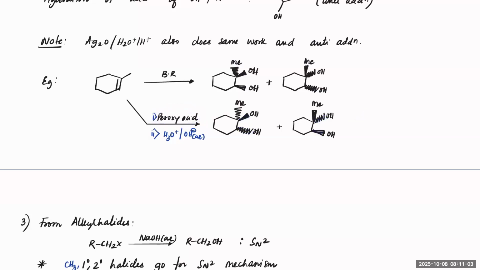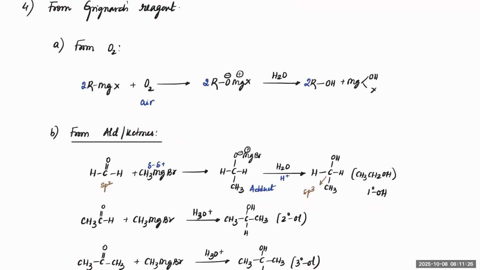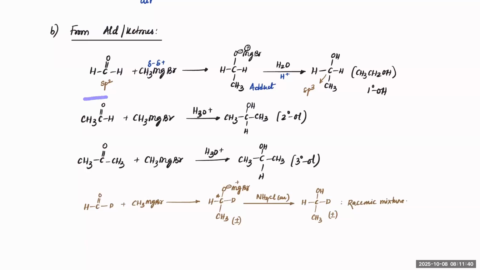Next, from alkyl halides. If you notice, alkyl halides reacting with aqueous NaOH usually favor the SN2 mechanism. If it is tertiary, it will favor SN1. Whether it is aqueous NaOH or simple hydrolysis, both will give the SN1 mechanism. With O2, RMgX, when you react with O2, it will become RO minus, and RO minus on hydrolysis will become alcohol.